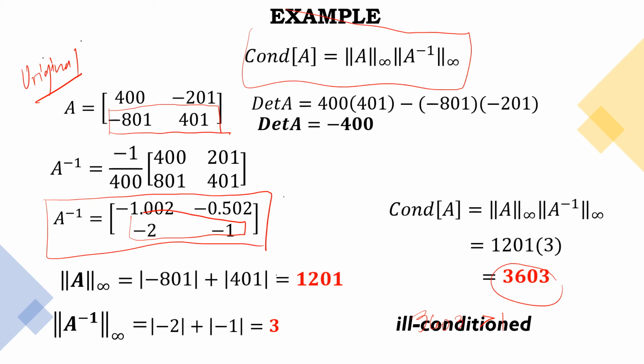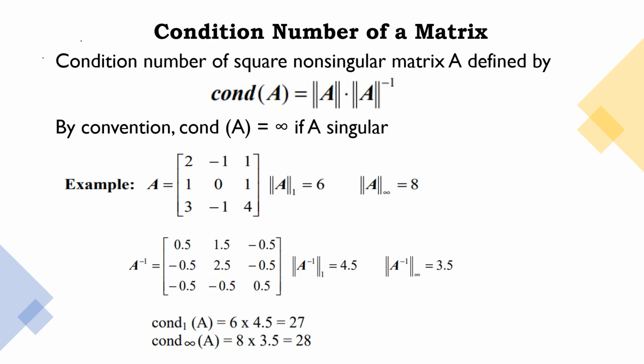Okay. Now, let's try another example. This time, I will not show the solving since in this particular example, mathematical software is being used. So, I just have to explain to you the condition number. Now, let's still use the given formula. This time, there's no infinity subscript. We are using the original formula.